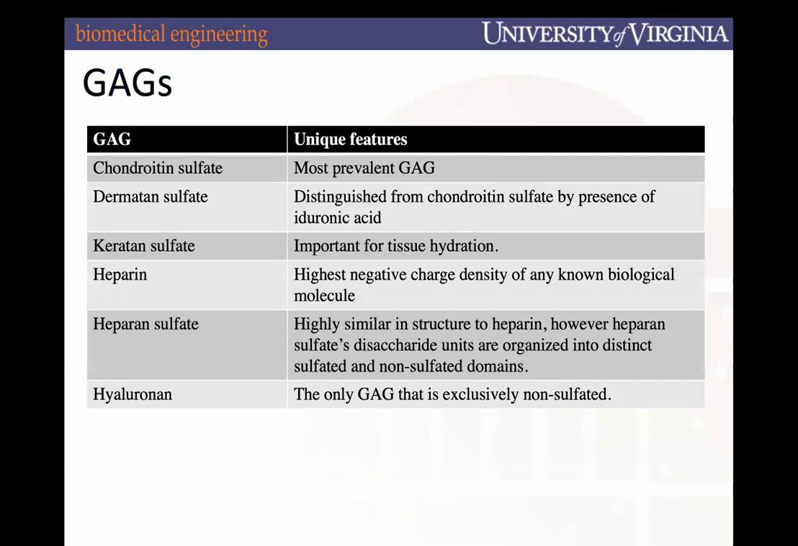Here is a table. I'm not going to ask you to memorize everything on this table, but just to help point out some of the unique features of the different GAGs. One that I do want to draw your attention to particularly is heparin. That's the GAG with the highest negative charge density, and it is typically known for its role as a depot or reservoir for growth factors or proteins to bind to.